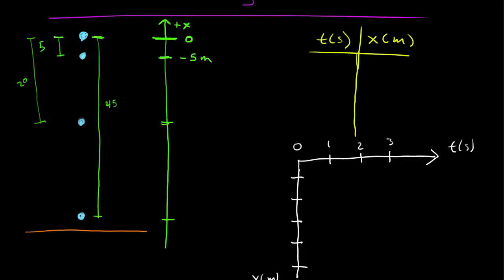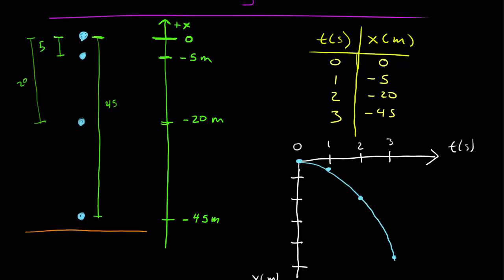At 2 seconds, it had traveled 20 meters below the origin, so that's negative 20 meters. And at 3 seconds, it had gone 45 meters, so that would be negative 45 in this coordinate system. So for my tabular representation, at 0 it's 0, at 1 it's negative 5, at 2 negative 20, at 3 negative 45. And I can represent that on a graph. Here's 0, and at 1 at negative 5. These are in increments of 10. So there's negative 5. Here's negative 20 and negative 45.